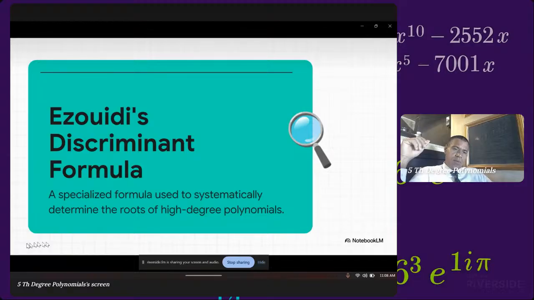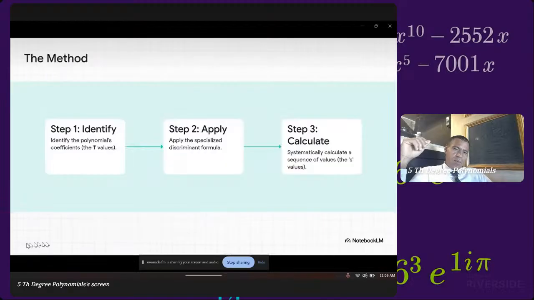And while the formula itself is incredibly complicated, what's important is that it was built for one purpose: to systematically pick apart these super complex equations. And here's the game plan. It's not some sudden flash of insight. It's a methodical, step-by-step process.